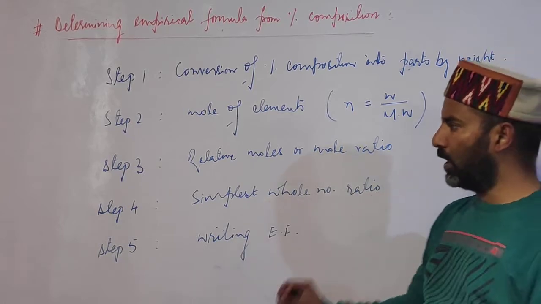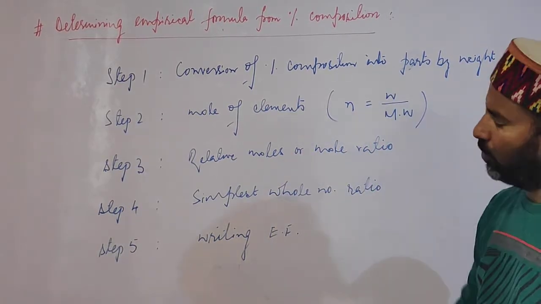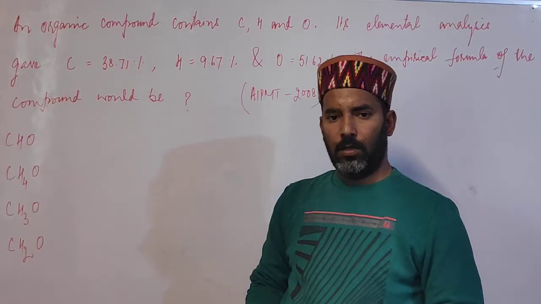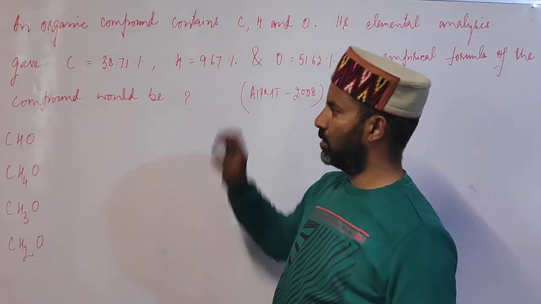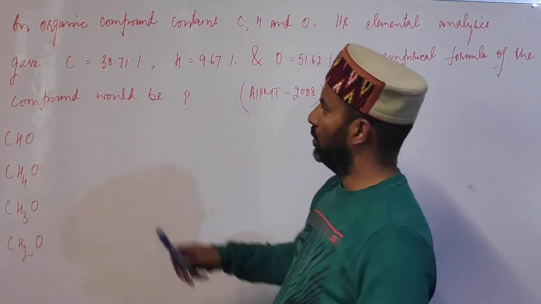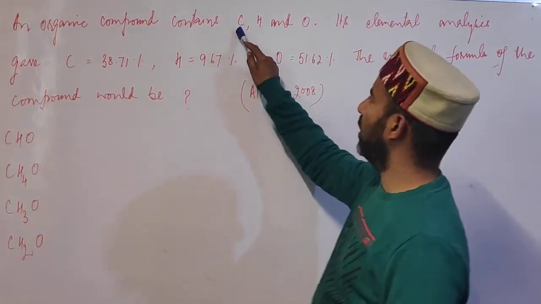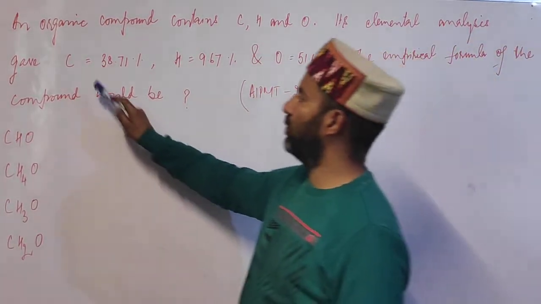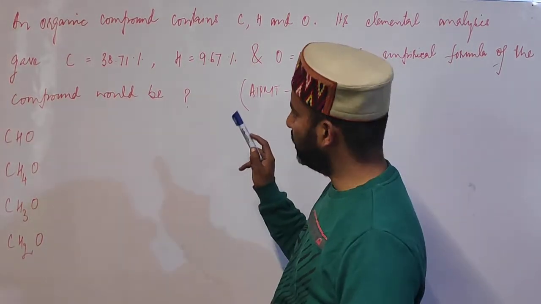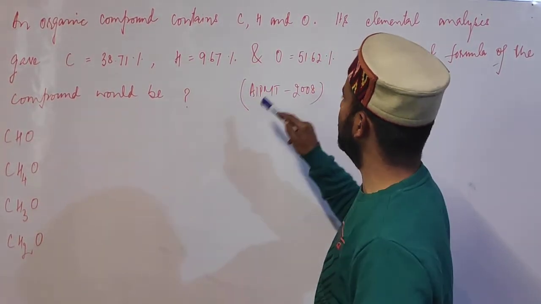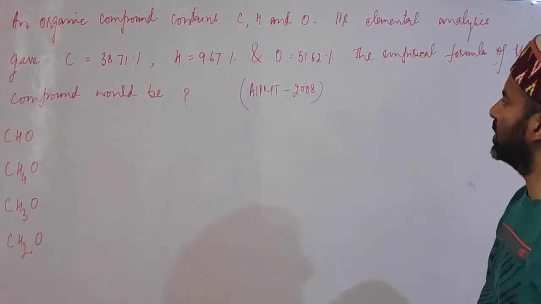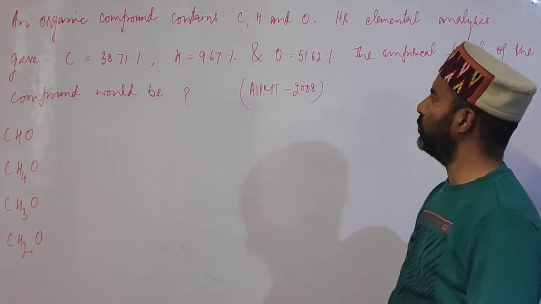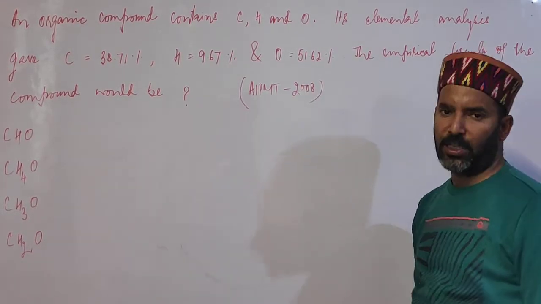Now students, I'll give you one example which will illustrate all these steps. So I have a question for you. So students, this is a question. An organic compound contains carbon, hydrogen and oxygen. Its elemental analysis gave carbon 38.71%, hydrogen 9.67% and oxygen 51.62%. The empirical formula of the compound would be.